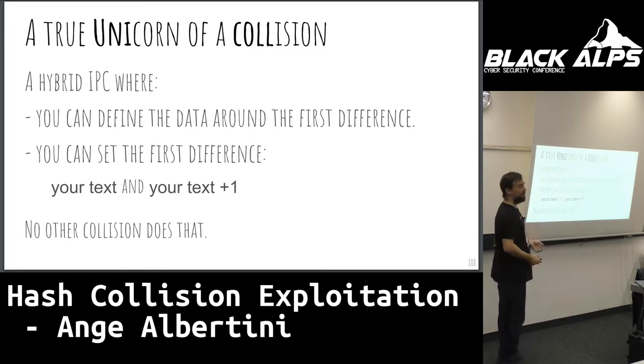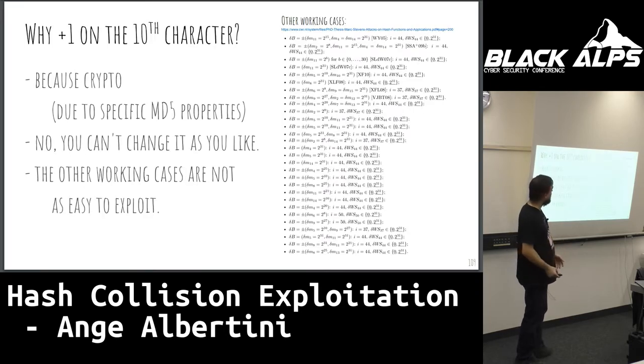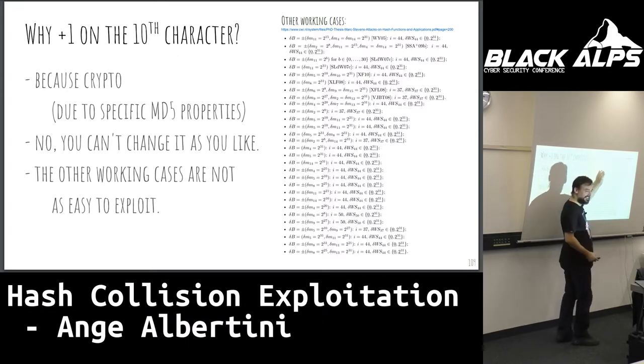So it's a true unicorn of a collision. It's an IPC where you can define data before and after the first difference, and you know what the values will be in both cases. It's really super powerful, super flexible, even though it only takes a few minutes to compute. So again, this is a part of chapter 8 of his thesis.